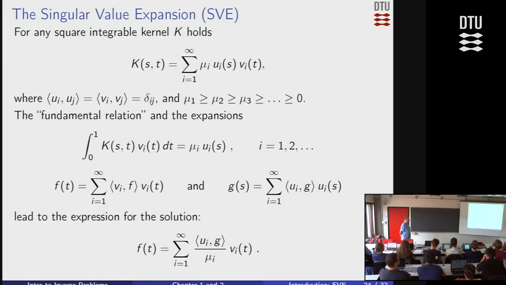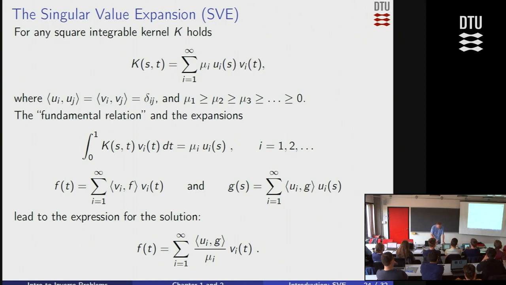Now that's a very cool relation, actually, this fundamental relation. So you see what happens if you take the ith of the v functions, v_i, you plug it in and you integrate with k, then out comes the corresponding u function, u_i of s, multiplied with that corresponding mu_i. Right. So there's a very simple mapping between the u's and the v's. It might look a little bit like eigenvalues and eigenfunctions, but this is more general because we map from v to u.